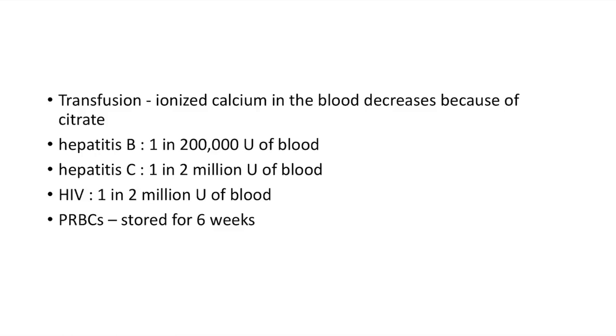Remember, when there is a transfusion, ionized calcium in the blood decreases because of citrate, which binds calcium. The risk of contracting hepatitis B from blood transfusion is 1 in 200,000 units of blood. The risk of contracting hepatitis C is 1 in 2 million units of blood. It is the same for HIV. It is also important to remember that packed red blood cells can be stored for 6 weeks.